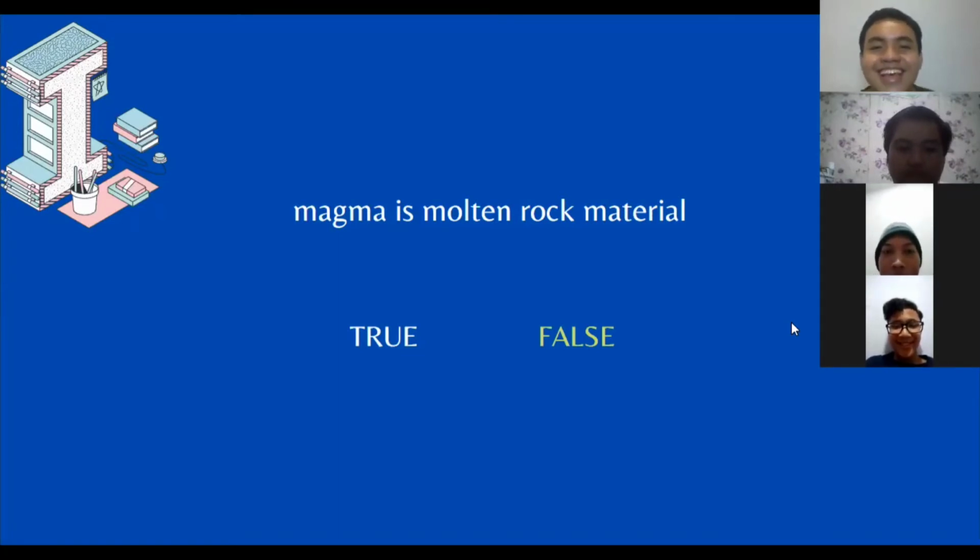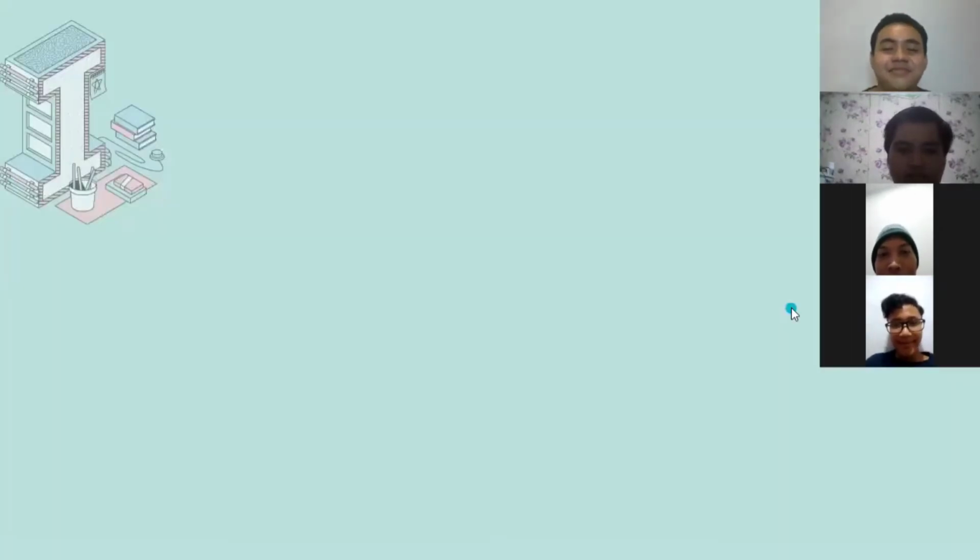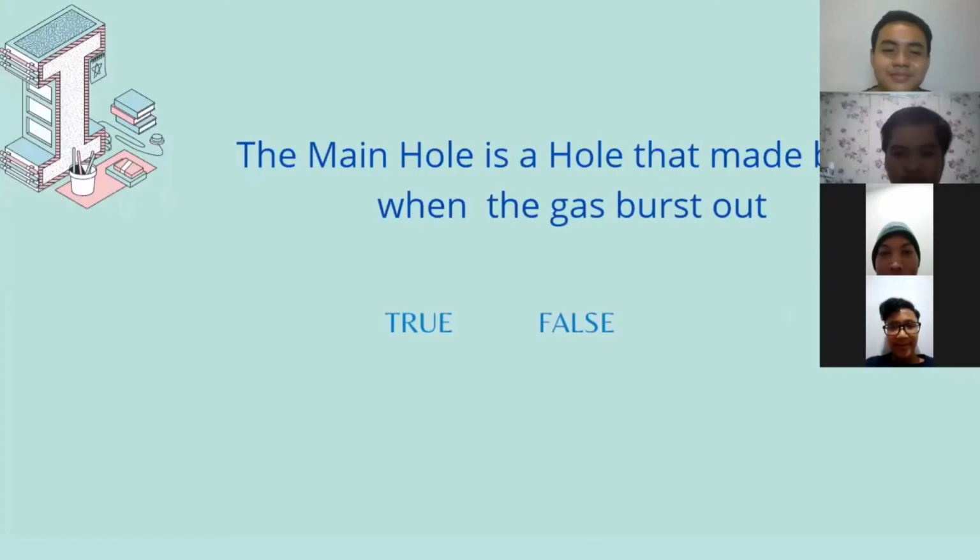Okay, let's change to number 3. This is a hot question, guys. The main hole is a hole made by gas when the gas bursts out. True or false?